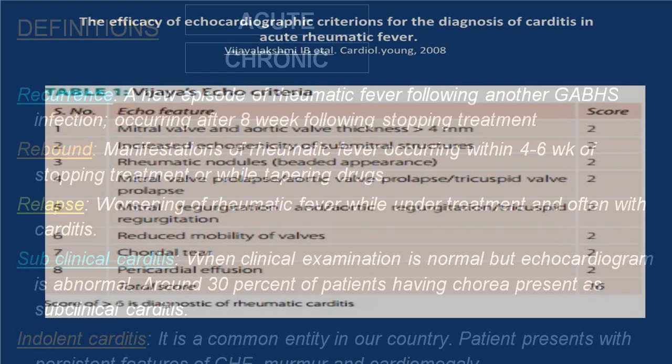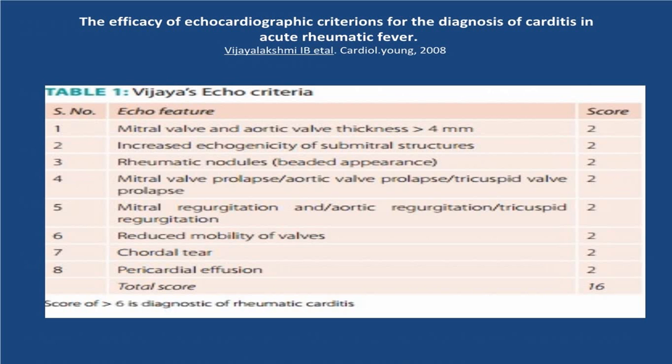It is also divided into acute and chronic. These are echo features: by doing a good echo, you can demonstrate mitral valve and aortic valve thickening, increased echogenicity of the subvalvular structures, rheumatic nodules, and mitral valve prolapse, aortic valve prolapse or tricuspid valve prolapse. There are scores given for mitral regurgitation, aortic regurgitation, tricuspid regurgitation, reduced mobility, chordal tear, pericardial effusion, etc. If the score is more than 6, it is diagnostic in favor of rheumatic carditis. This is called the WHF echo criteria.